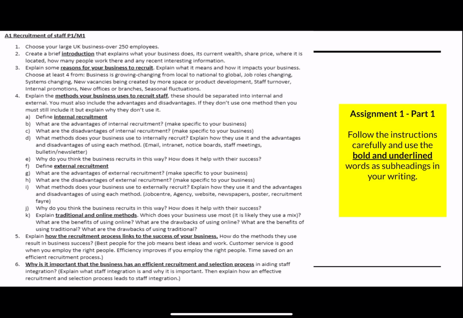So for your first task, this is labelled 1 to 6. There are 6 different pieces of work that you need to complete in writing your P1 and your M1. Please follow the instructions very carefully and use the bold and underlined words as subheadings in your writing. So you can see first what you have to do is choose a UK business that has over 250 employees in order to focus on your business that you're going to choose for this task.